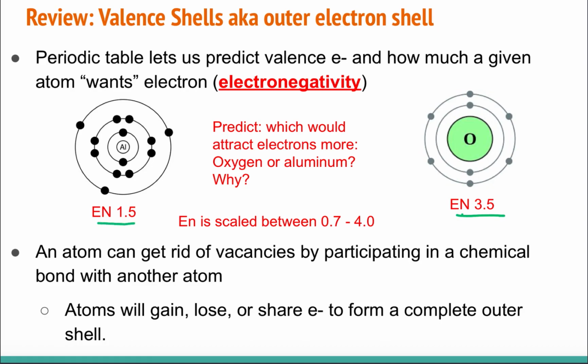So, an atom can get rid of vacancies by participating in a chemical bond with another atom. This can involve gaining, losing, or sharing electrons in order to complete the outer shell. And based on the electronegativities, as well as how close my vacant shells or my valence shell is to filling up its vacancies, you can actually figure out whether a covalent bond or an ionic bond will form, whether you're going to share or transfer electrons.